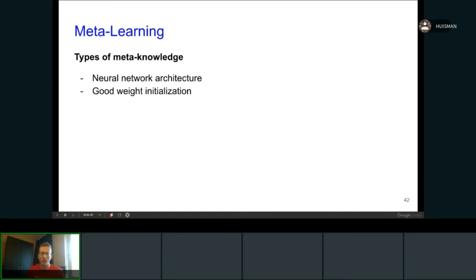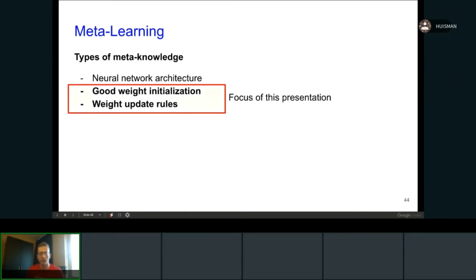You could try to find a good weight initialization. And also you could even try to learn the weight update rule. So in this presentation, we are really going to focus on these last 2 types of meta-knowledge. And more specifically, we're going to take a look at 2 popular techniques that try to do this.